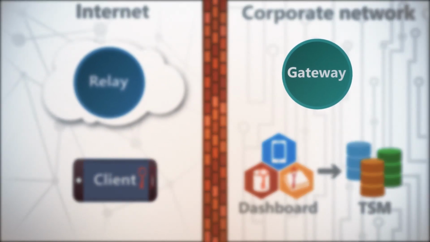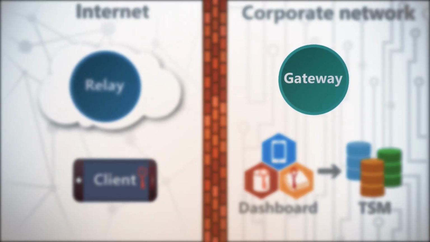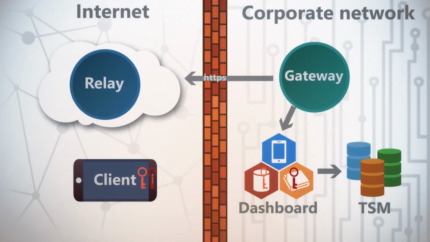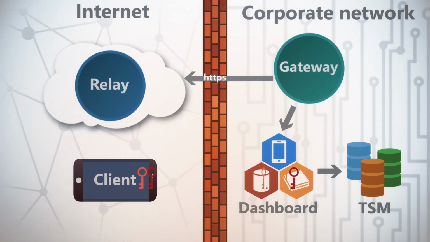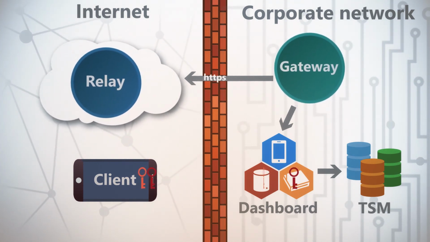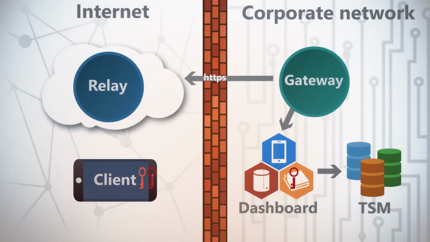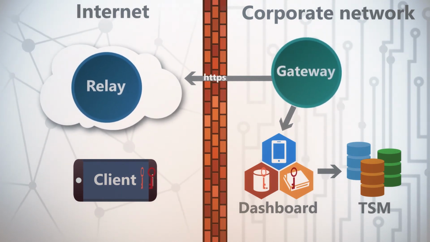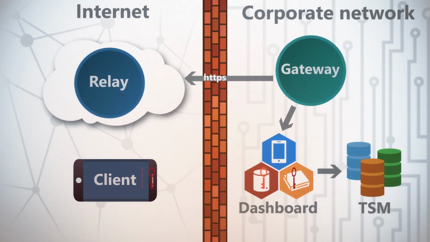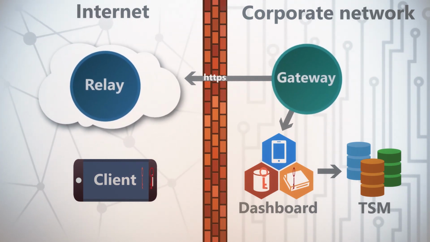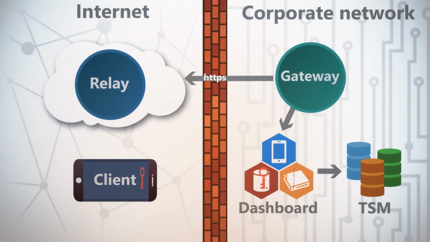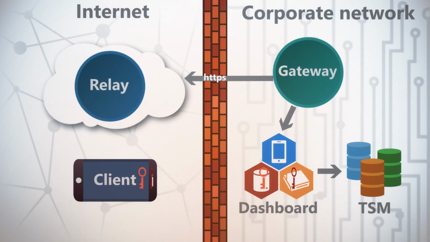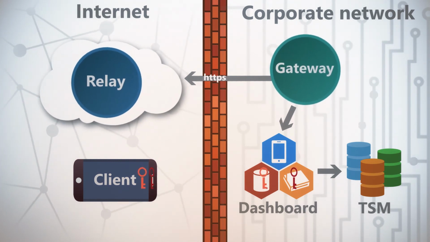The gateway establishes a secure connection between the dashboard server and the Internet. Within the intranet, the gateway needs to be positioned so that it can communicate with the dashboard server and the relay server on the Internet through a proxy server and a firewall. Communication between the gateway and the relay is similar to browser-web server communication. That is, a connection is always initiated by the gateway and uses standard HTTPS protocols and ports.